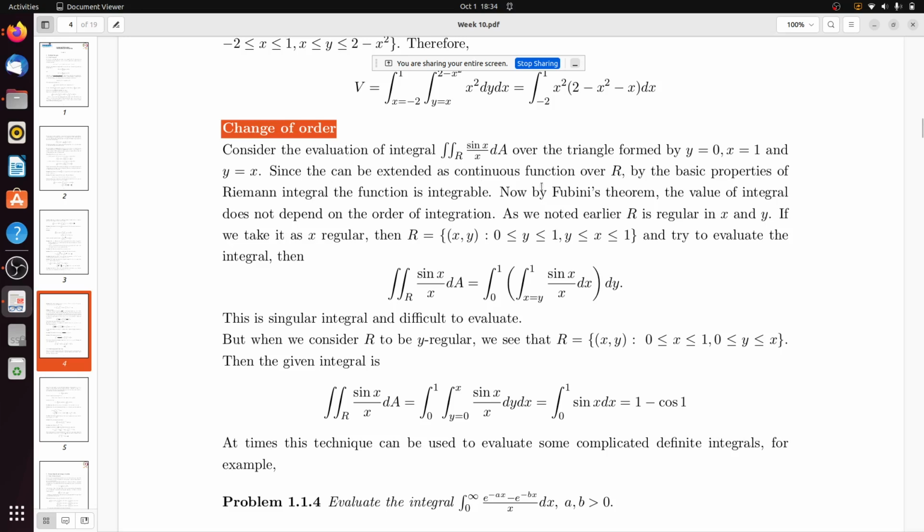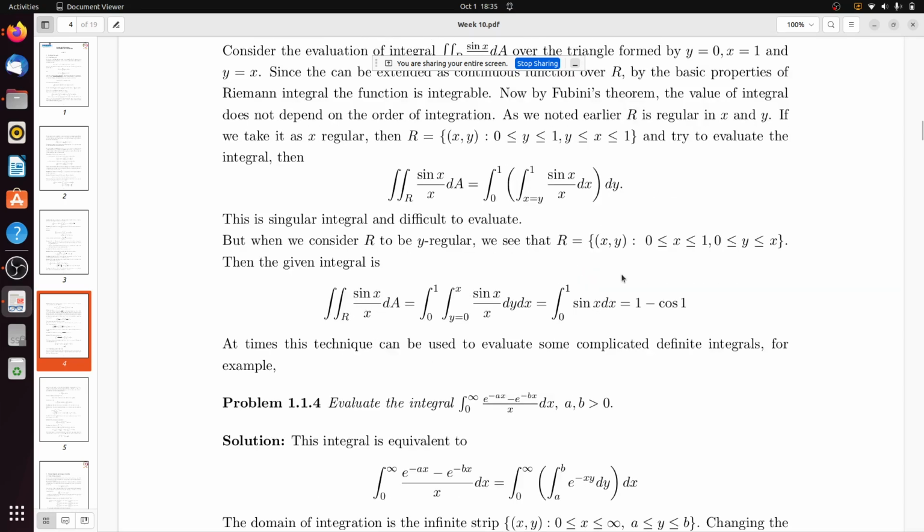Now you just have to use Fubini's theorem, and the value of the integral does not depend on the order of integration because it is a continuous function. As we noted earlier, R is regular in x and y. If we take it as x regular, that is, keep y in a constant range and x in a variable range, then what will you get? If you take y from 0 to 1 and x from y to 1, then this integration you cannot solve. This is very difficult to evaluate. You cannot evaluate this integral in this form, right?